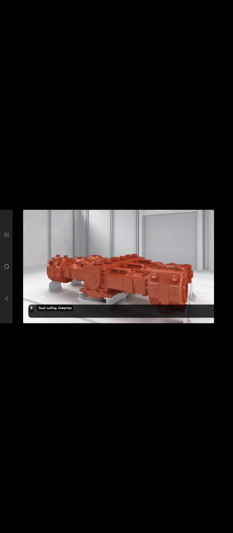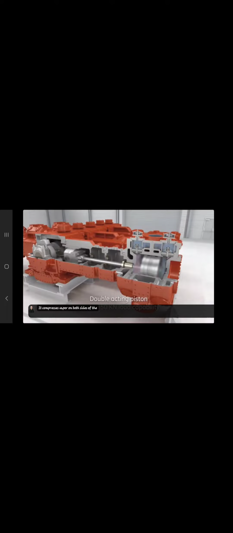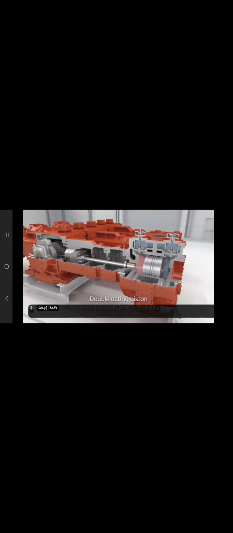This guy here is a dual acting compressor or just dual compressor. It gets its name. It compresses vapor on both sides of the piston. That's it. Okay. That's opposed to a single acting reciprocating compressor, one side of the piston. These are huge in the industry, probably 15 years ago. And then they came out with the scroll, and these guys kind of went bye-bye because they're a little less efficient than the scrolls.